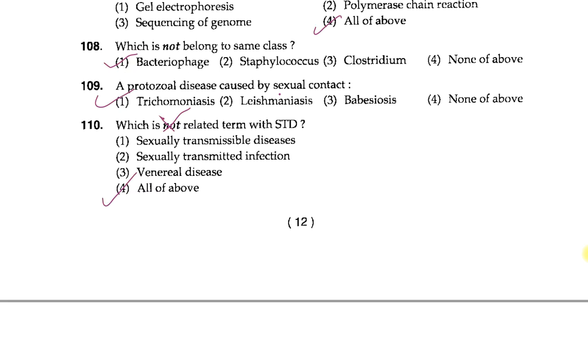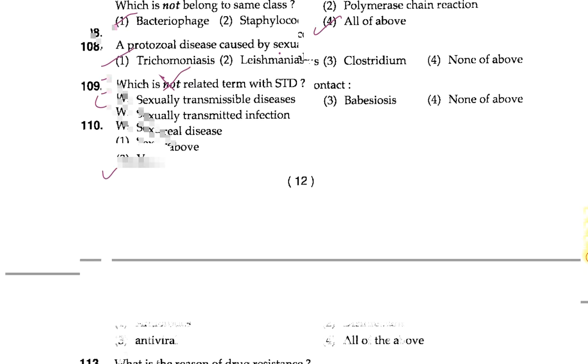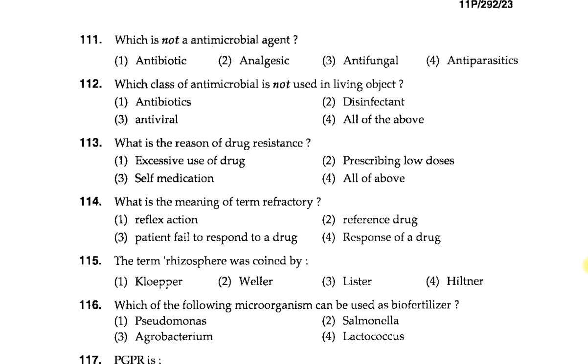Next question is question number 111, which is not an antimicrobial agent. 1. Antibiotic, 2. Analgesic, 3. Antifungal, 4. Antiparasitic. Antibiotics are against bacteria, antifungals against fungi, antiparasitics against protozoans and parasites, but analgesics are used to cure body pain. So option 2 is correct.